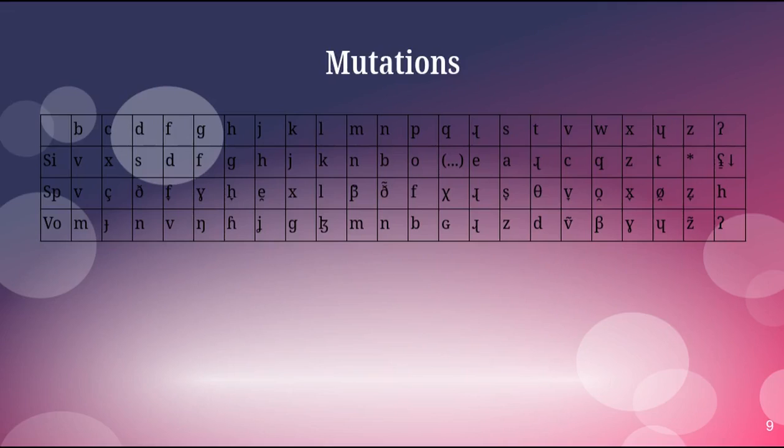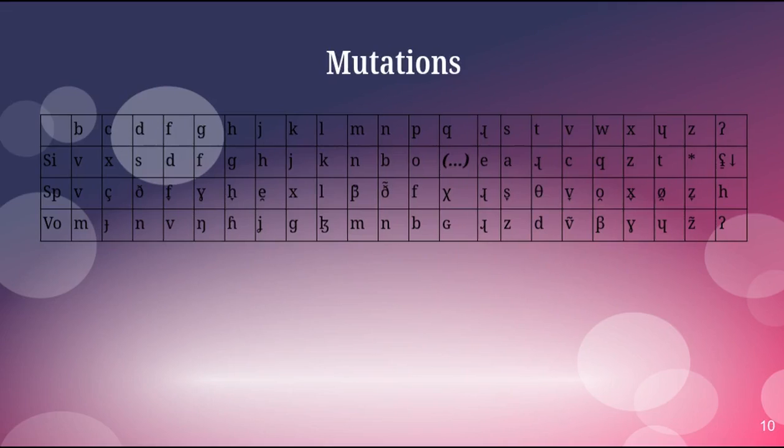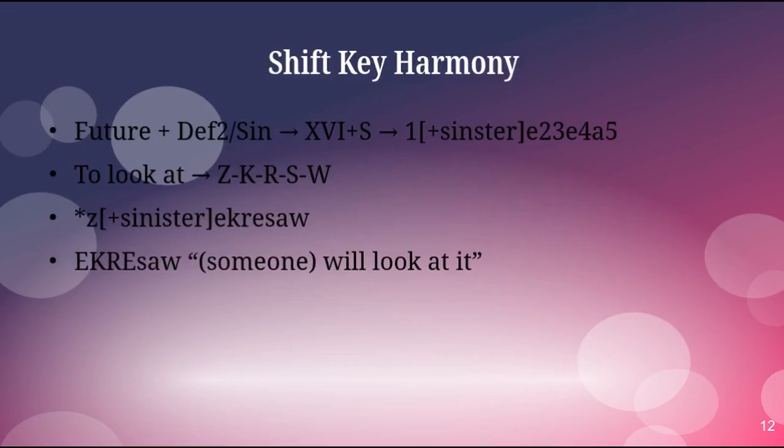The chart shown on screen is mostly IPA, except for the sinister mutation of ka, which is meant to be a dotted 8th rest, and the sinister mutation of za, which makes no sound but is a trigger for shift key harmony. There are 2 volumes, basically. Volume spreads left to right, indefinitely, and is blocked by certain things.